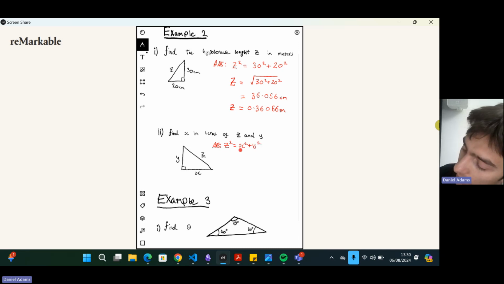Okay, but we want x in terms of y and z, so let's rearrange this by writing x squared is equal to z squared minus y squared. So I've just subtracted y squared from both sides of the equation. And now again, I'm going to take a positive square root of both sides to get x is equal to z squared minus y squared, all square rooted.